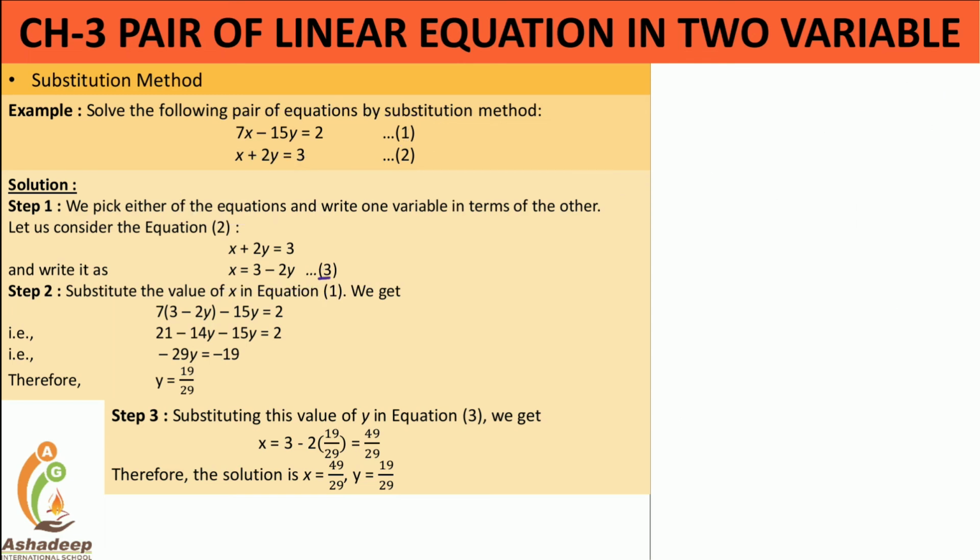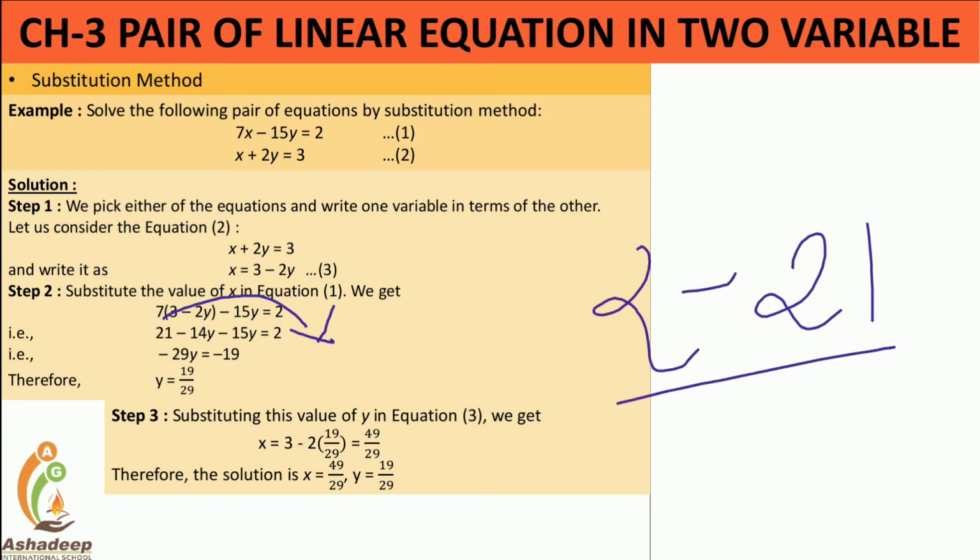Now put this value in equation number 1. What is equation number 1? That is this one: 7x minus 15y is equal to 2. So instead of x, we put 3 minus 2y. So 7 3s are 21, minus 14y, minus 15y is equal to 2. Now minus 14 minus 15 is 29y. And 21 goes to the other side, it becomes minus. So 2 minus 21 is minus 19, right?